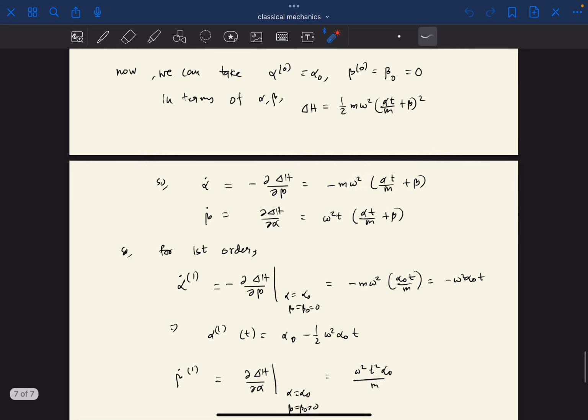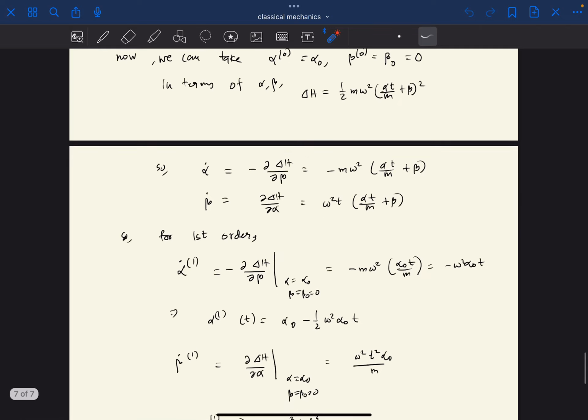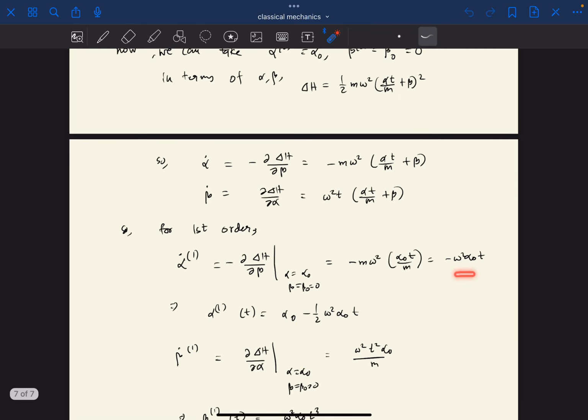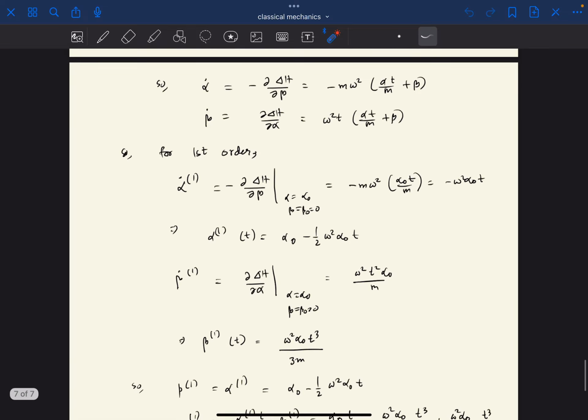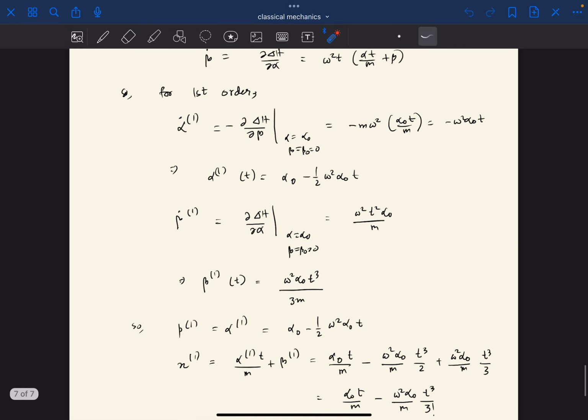So for first order we evaluate this at alpha equals alpha naught, beta equals beta naught, which equals 0, and this gives this, and by integrating it we get this as the first order solution for alpha. Similarly for beta dot, we calculate this at alpha equals alpha naught and beta equals beta naught equals 0, which gives me this, and integrating this we get beta 1 first order as this.